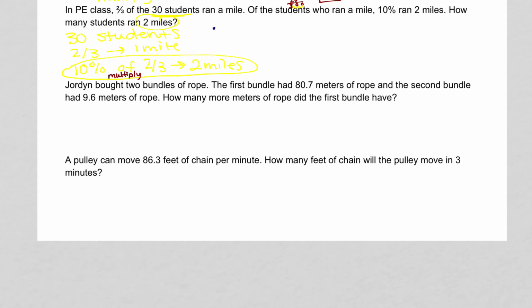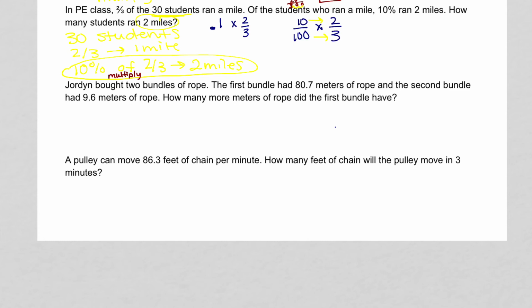So we can do it as a decimal. 10% written as a decimal is 0.10 or 0.1, times 2/3. Or we can say 10% written as a fraction is 10 over 100, right? We know percent times 2/3. That looks like the easiest way, don't you think? Because they're both fractions now.